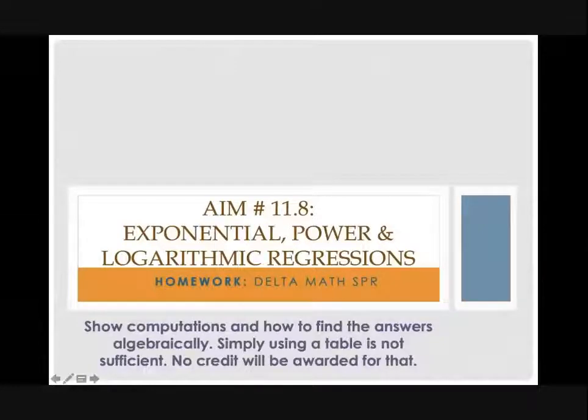AIM 11.8 Exponential, Power, and Logarithmic Regressions. Your homework tonight is Delta Math.